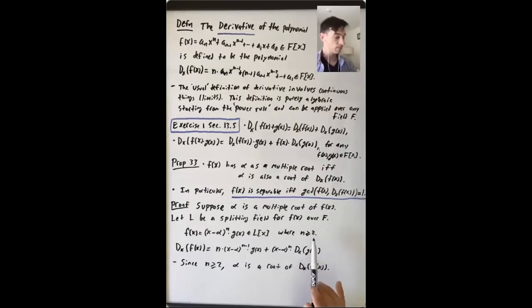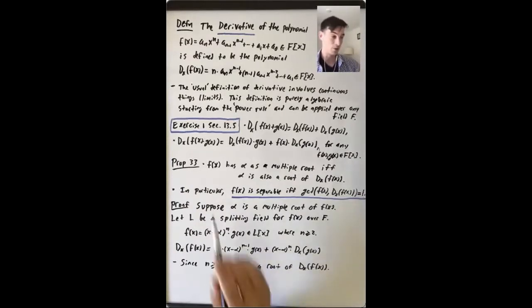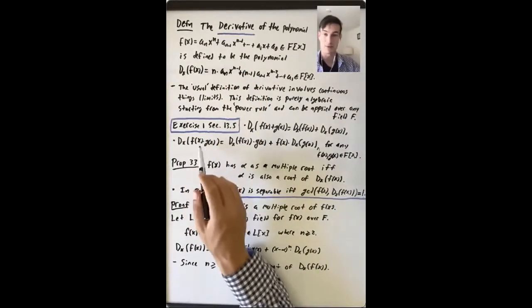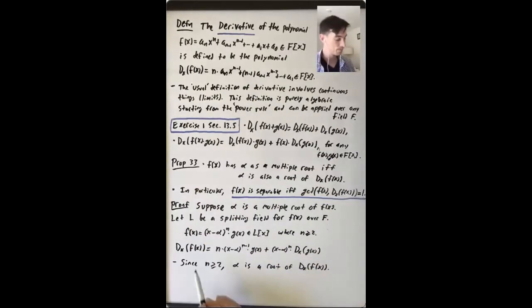And now we're going to apply the product rule and say, okay, well, what is the derivative of f of x? It is the derivative of x minus alpha to the n times g of x plus x minus alpha to the n times the derivative of g of x. And now we just need also to note that the derivative of x minus alpha to the n is n times x minus alpha to the n minus 1, which you can prove. I guess this isn't super direct from the definition, but you can prove this using the product rule. So I'll leave that for you to think about.